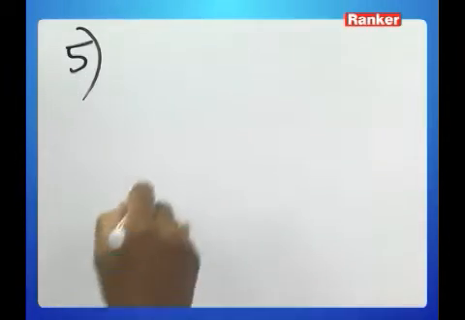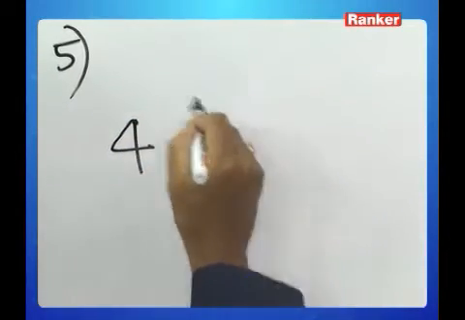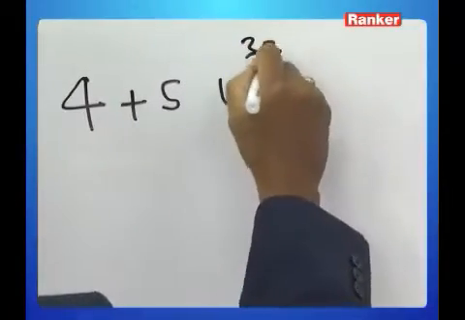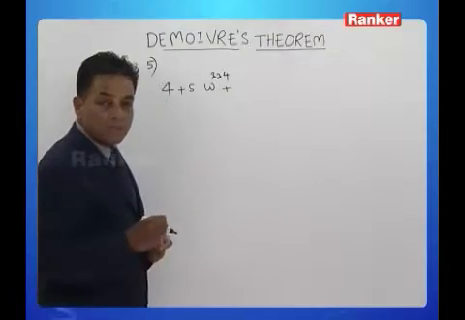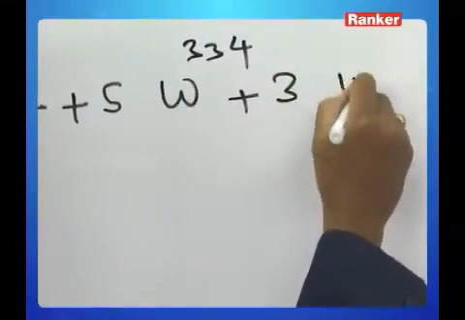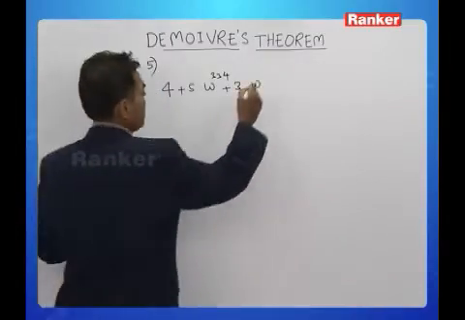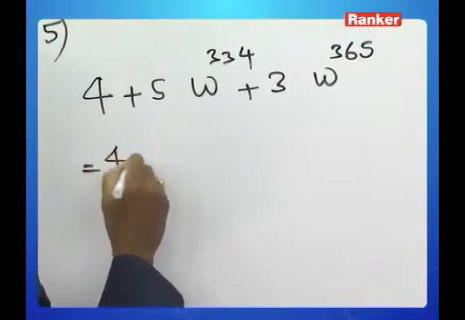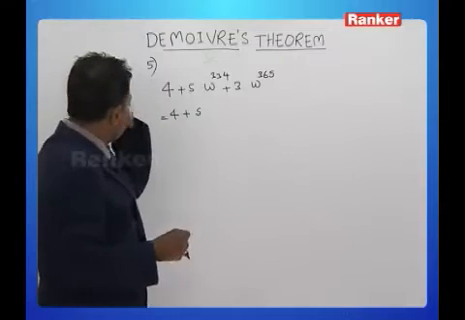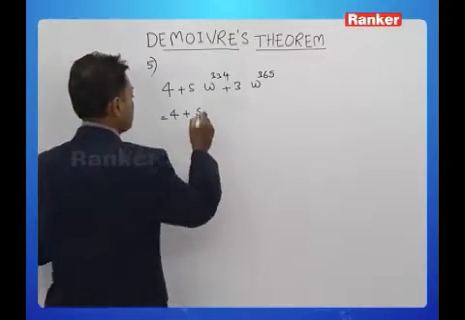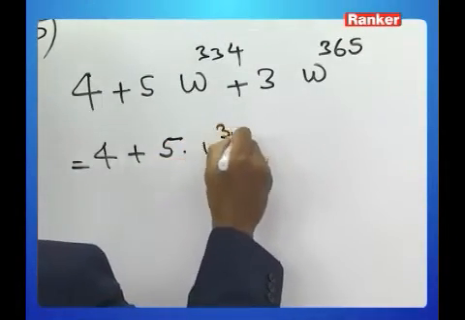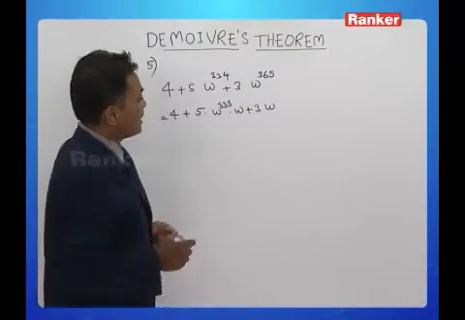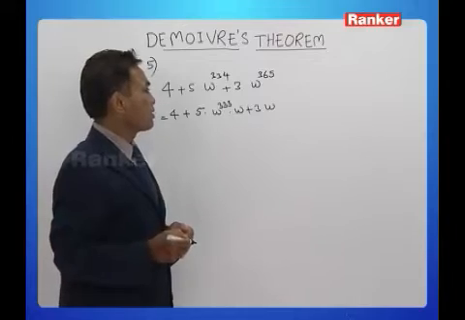Question number 5. 4 plus 5 into omega whole power 334 plus 3 times omega whole power 365, right? Now, here further simplification. 334, let us write 333 plus 1. 333 into omega. This is, let us write 363 plus 2.